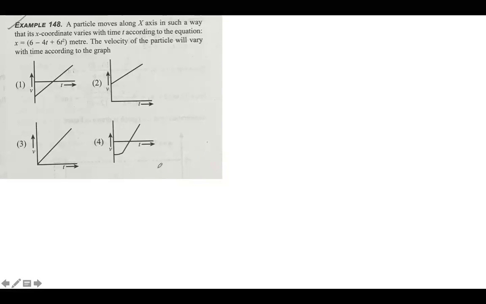So the relation between the displacement and time is given, the position and time. X is equal to 6 minus 4t plus 6t square. You have to find the velocity of the particle. You have to find the VT graph. So for that, you should know the velocity and time dependence. So for that, what you need to do is differentiate this position time relation. You will get a velocity time relation, and then you will check which of the graphs satisfies that relation.